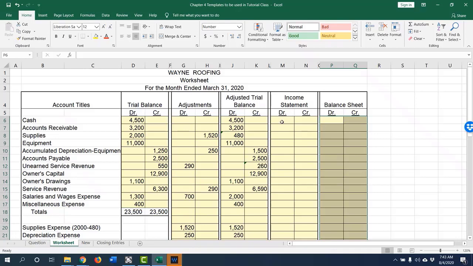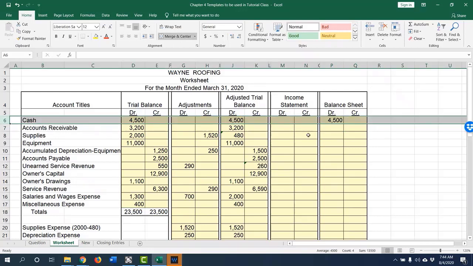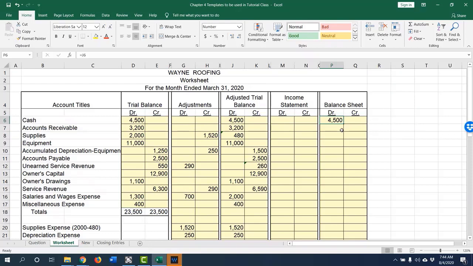Cash. Balance of debit 4,500. Where should cash go? Is it a revenue or expense? No. So cash will be on the debit side, but this debit side, because that's an asset. So I'll write this value on the debit side of the balance sheet. Next, move on to accounts receivable. Is it a revenue or expense account? No. So we cannot write it in the income statement part. Rather, we should write it on the debit side of the balance sheet part. Very easy, right?